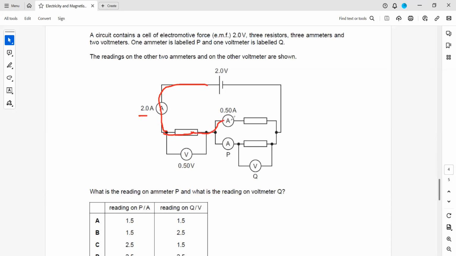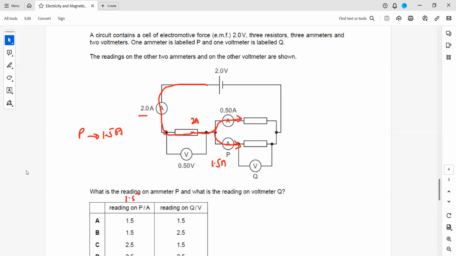Out of 2 charges, 0.5 is moving from here. So how much current will flow from here? If the total was 2 ampere, this will be 1.5 ampere. So the reading on P should be 1.5 ampere. So P should be 1.5.